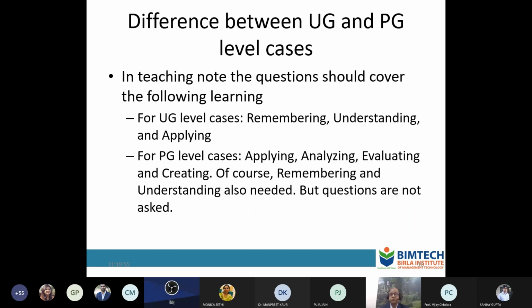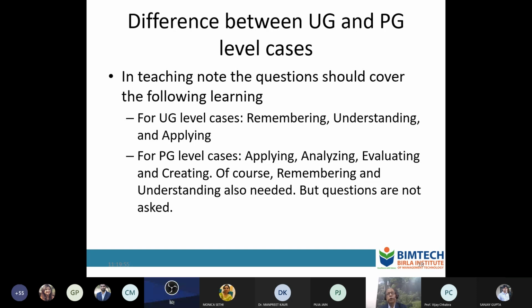So matching Bloom's taxonomy with your case questions is very important. There is no point in asking a remembering question at MBA level. That is not required. So problem solving and decisional cases are preferred. And you understand who is a protagonist.